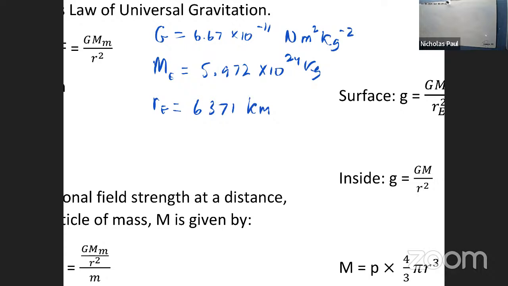Right, this should give us something a little bit closer to what we know. So use these three values to find the gravitational field strength on Earth. I gave you the mass of the Earth, 5.972 times 10 to the 24, and the radius of the Earth, 6371 kilometers.